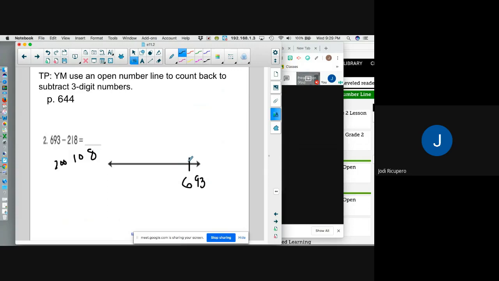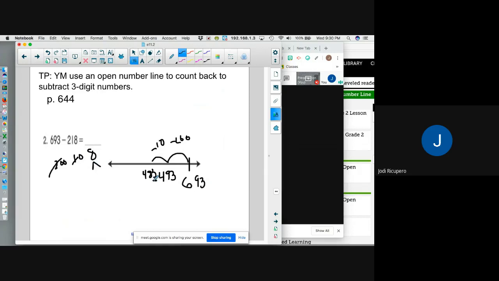So 693 take away 200. 6 take away 2 equals 4, so 493. And I finished that. Now I need to take away 10. And now I have 483. And now I need to take away 8.